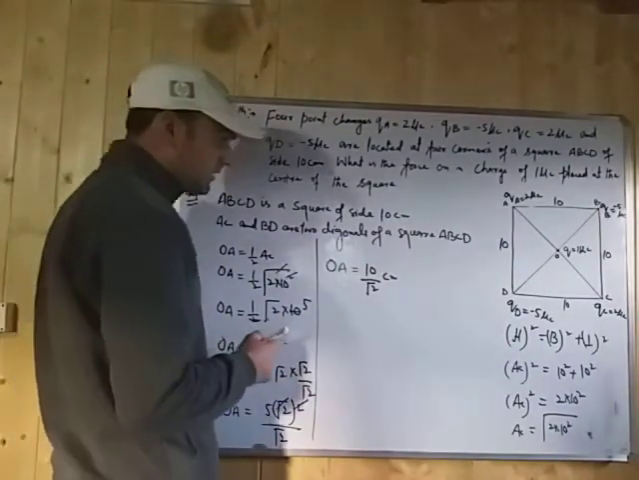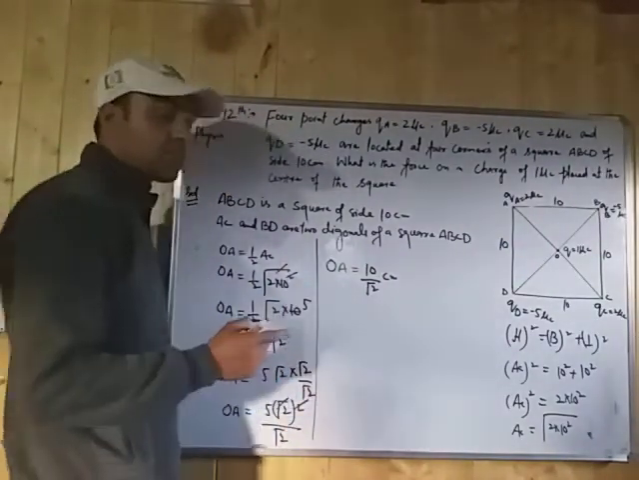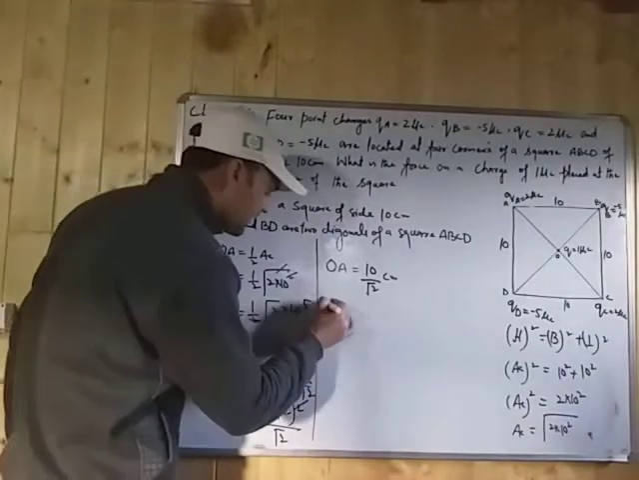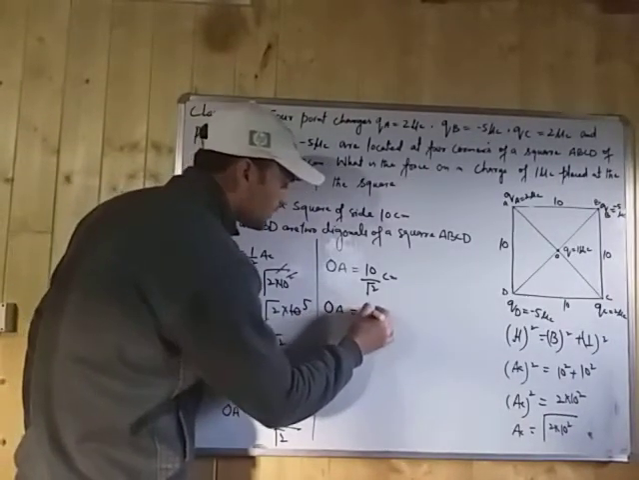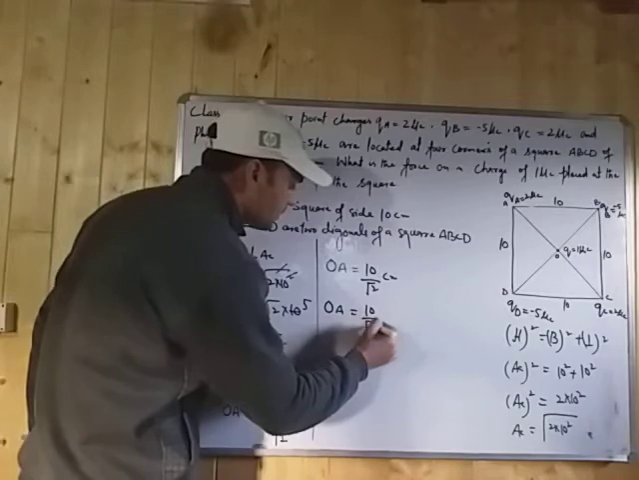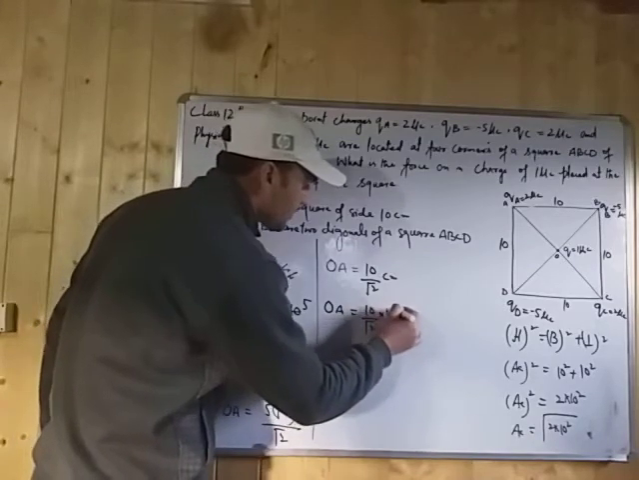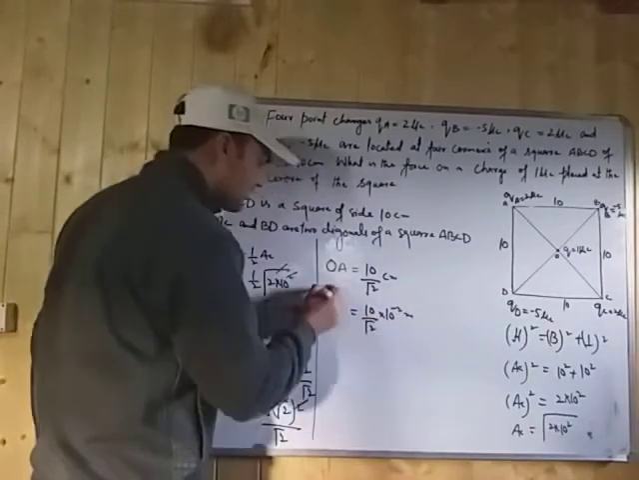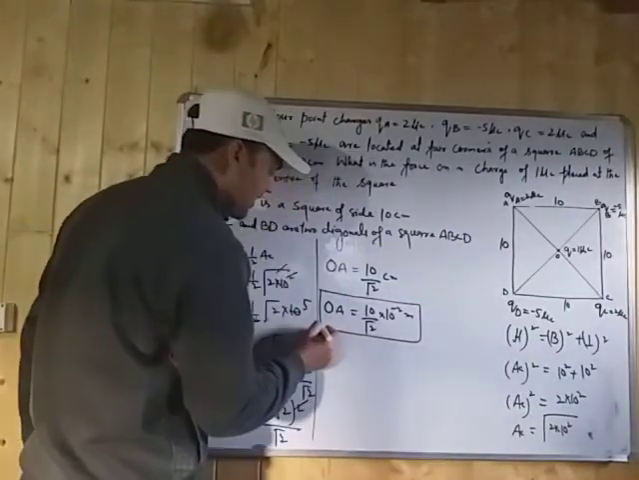But we have to write it in meters. We have to convert it into the SI system. So we'll write here OA is equal to 10 divided by root 2 into 10 raised to power minus 2 meters. So this is OA.